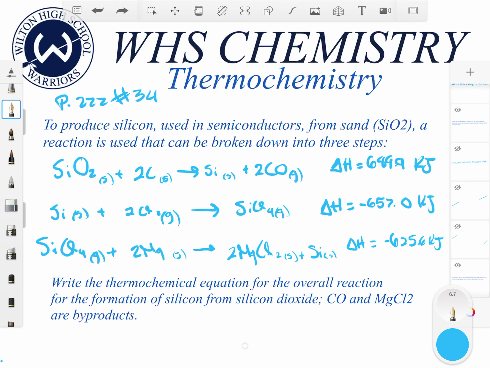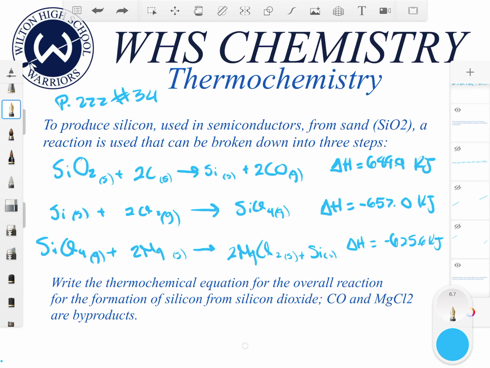Page 222, number 34. This is a Hess's law problem for thermochemistry. The problem says that to produce silicon used in semiconductors from sand, a reaction is used that can be broken down into 3 steps. The first step is SiO2 plus 2C yields Si plus 2CO.